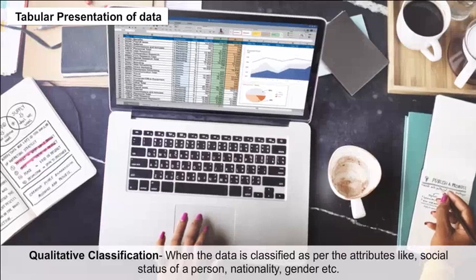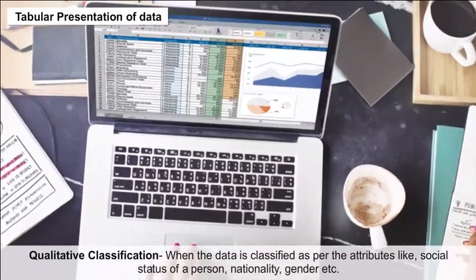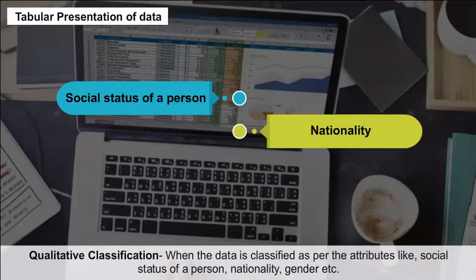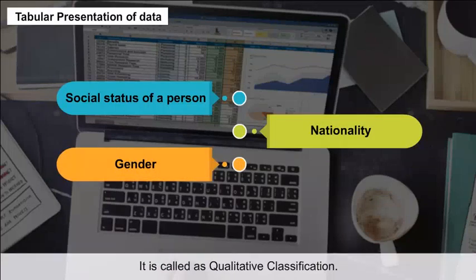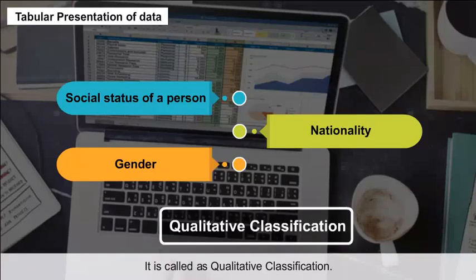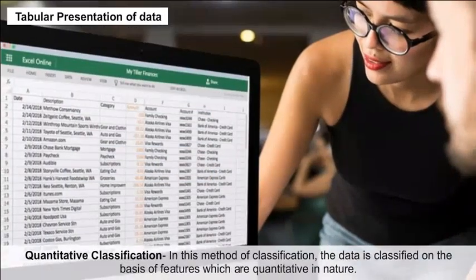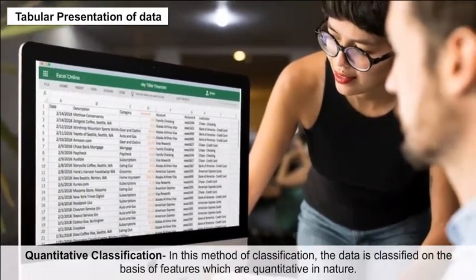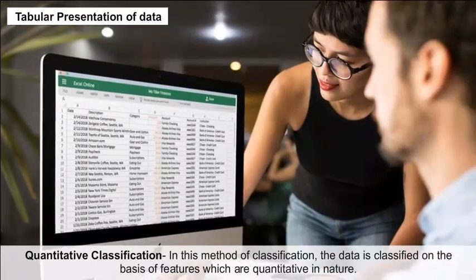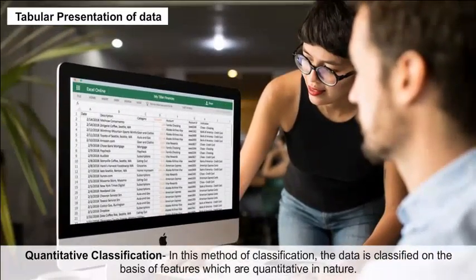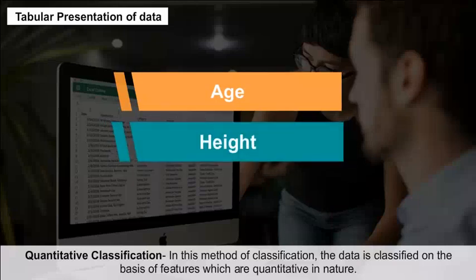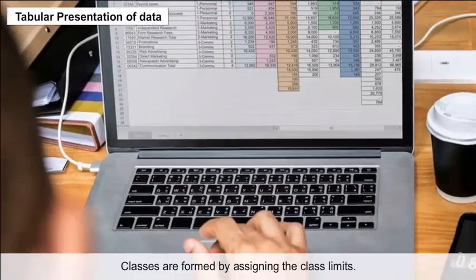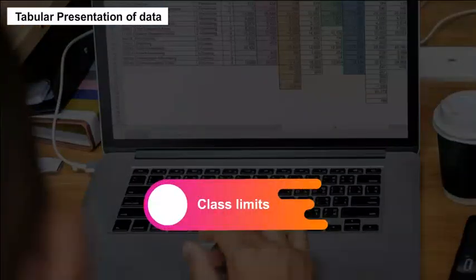Qualitative classification. When the data is classified as per the attributes like social status of a person, nationality, gender, etc., it is called as qualitative classification. Quantitative classification. In this method of classification, the data is classified on the basis of features which are quantitative in nature, like age, height, income of a person. Classes are formed by assigning the class limits.